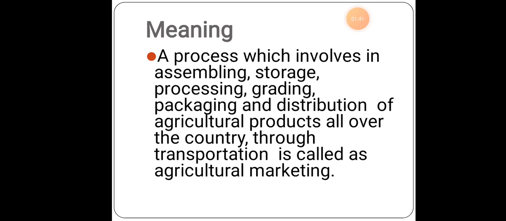For the transportation process, what is necessary? The roads are very much necessary. With the roads, what is very much necessary? The vehicle. So transportation, this is known as agricultural marketing. From the source to the place of destination, how the products are taken and marketed, all these things we will study under the agricultural marketing system.